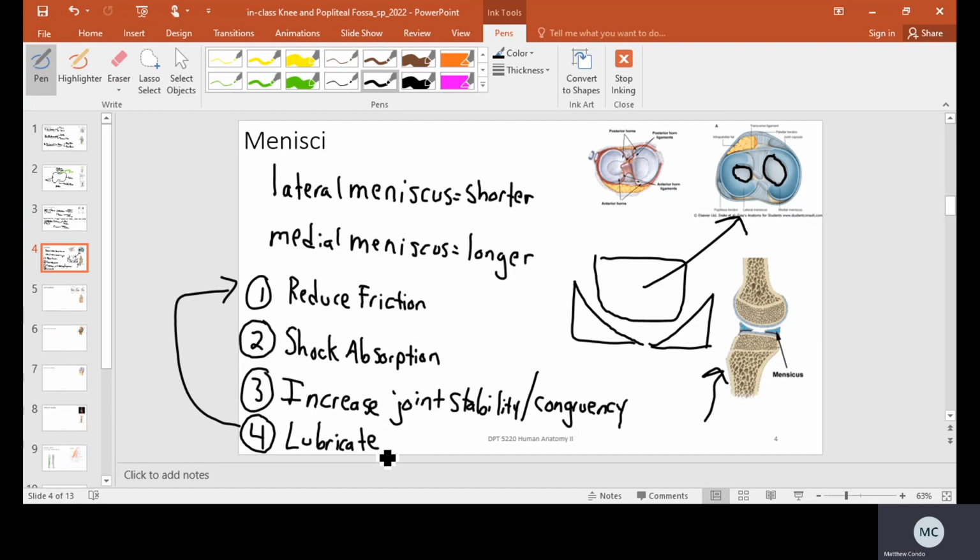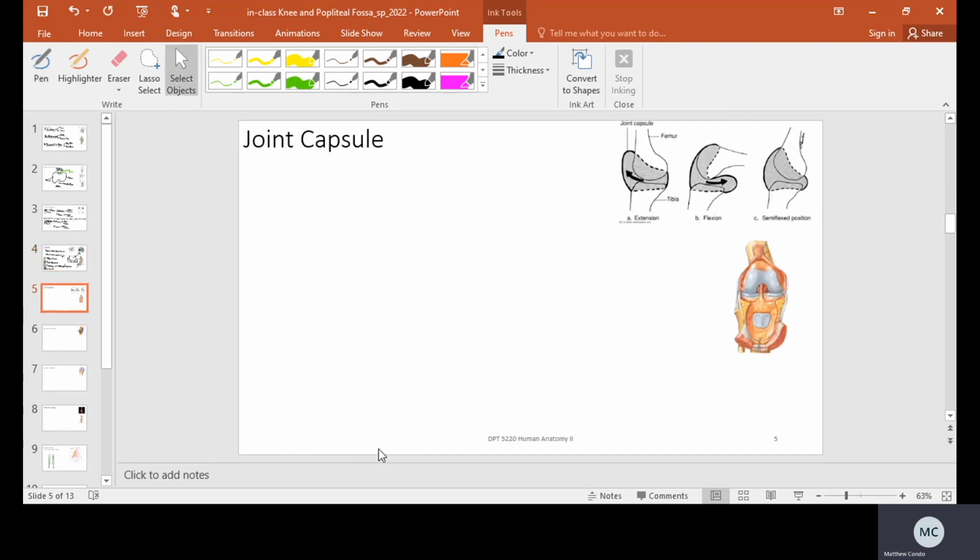Okay, fantastic. All right, next point is going to be the joint capsule.